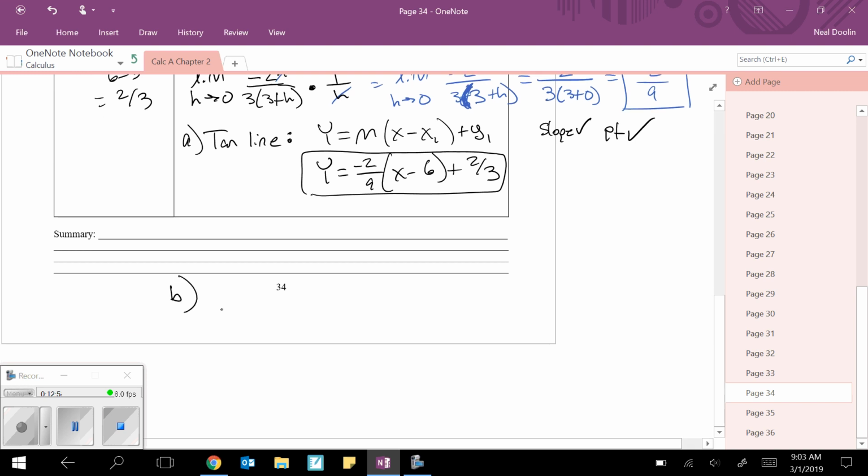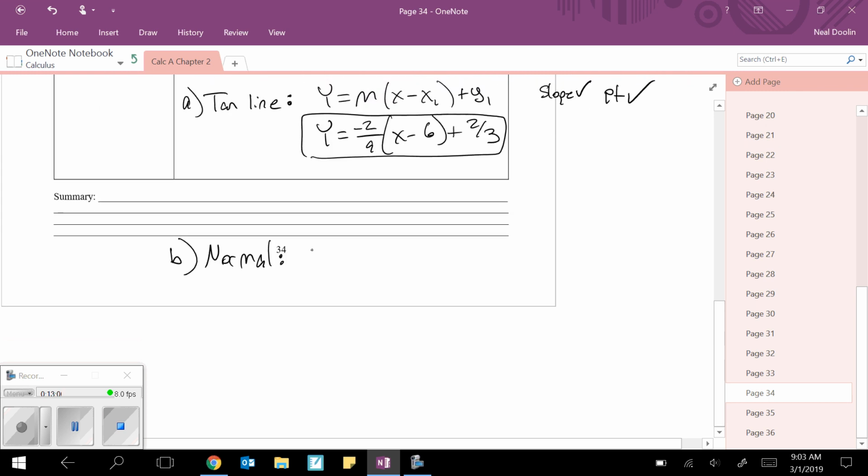Remember, normal, just fancy word for perpendicular at this point. The only thing that's going to change is our slope. Perpendicular slope, opposite reciprocal, just like your 8th grade or 9th grade teacher told you. So 9/2. But hey, the point is the same, so we don't have to change the other stuff. Boom.